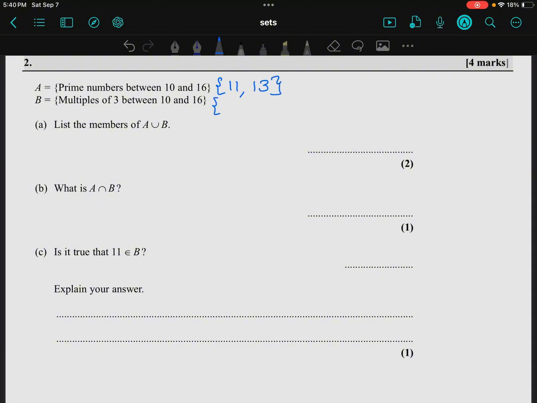And here we have to write the multiples of 3 between 10 and 16. The multiples of 3 are 3, then 12, 3 4s are 12, 3 5s are 15. 12 and 15. These are the multiples that lie between 10 and 16. So union of A and B, union means every element without repetition, that is 11, 12, 13 and 15. Intersection, what is common? Since nothing is common, I will write the empty set.